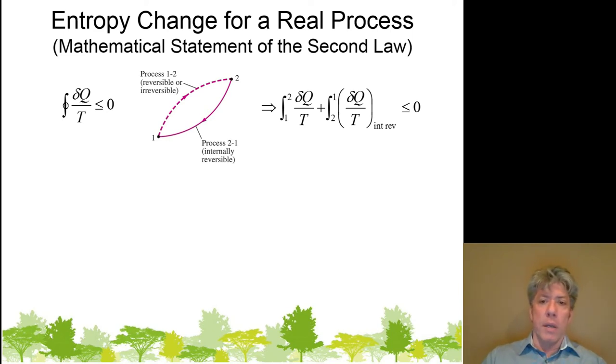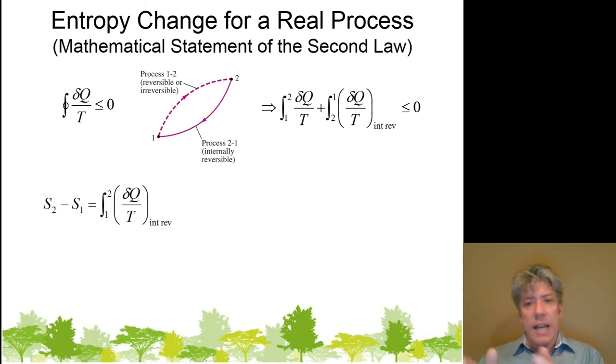That's not a problem. Because obviously from 1 to 2 to 1 is the cycle, so we're just integrating over the whole cycle still. And that must still be less than or equal to 0, just like it said in the original form. So let's analyze the term that we know what to do with. That second term we know what to do with. So we're going to flip the limits of integration and just notice that we're talking about a change in entropy. S2 minus S1 equals the integral from state 1 to state 2, so it's final minus initial, 2 minus 1, of this internally reversible differential entropy thing.